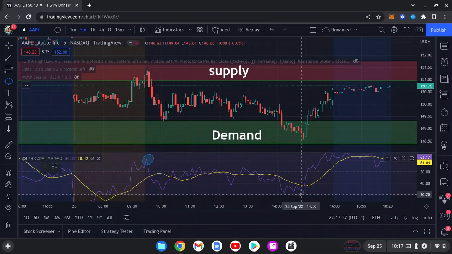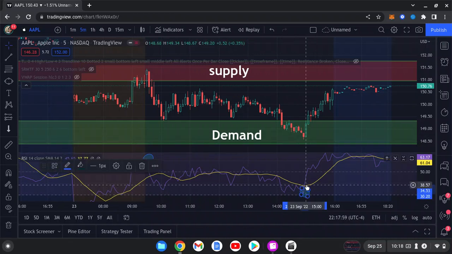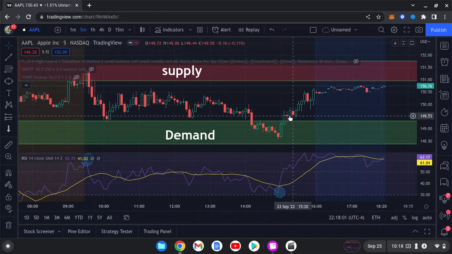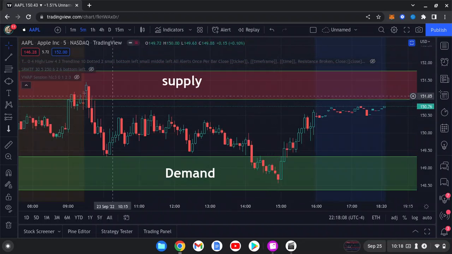And then same thing when it comes down to this demand zone, I would do the same thing and see, are we in a place where we're kind of oversold? And what is this stock doing at this level? Another indicator, I don't like using too many indicators, but another one that I might throw in is my VWAP.